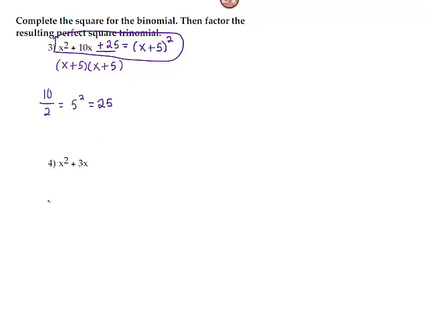Same thing on number 4. This one is a little bit trickier because when we start this process and we say, okay, take the number in front of x, divide it by 2. Oh, ouch, that doesn't divide. Well, so 3 divided by 2 is 3 halves. Now we're ready to square. To square that, we square the top, get 9, square the bottom, get 4. That's the number that goes right here.